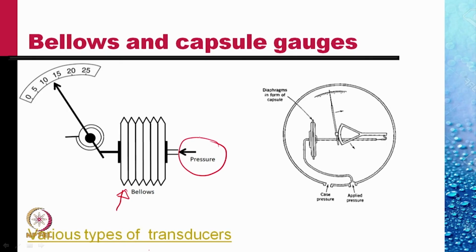Similarly, we have a metal capsule here, or a diaphragm in the form of a capsule. There is a case pressure, the atmospheric pressure in most cases, which is applied here, and then the pressure that we want to measure is applied there. Because of this difference in pressure, the capsule inflates or deflates, resulting in a motion that is converted into the motion of a pointer on a scale.